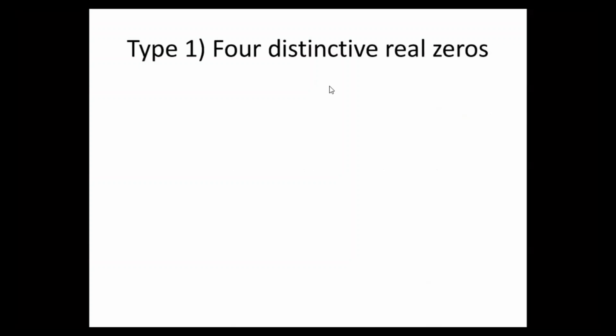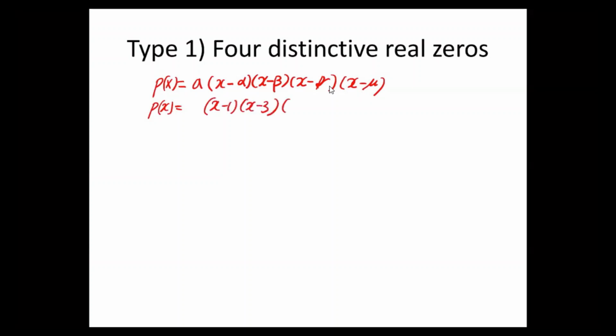All right. So the very first type, 4 distinct real zeros. As I have mentioned briefly, you are going to have a general form, like something multiplied in front of those linear factors. You have altogether 4 linear factors with 4 zeros. So x minus alpha, x minus beta, x minus gamma, and then mu is your last zero. So I'll just plug in something that makes it easier for me to graph. Let me use 1, 3, and -1 and -3. So 1 and 3 are your zeros, and -1 and -3, for instance. And then your a is 1, which is greater than 0.